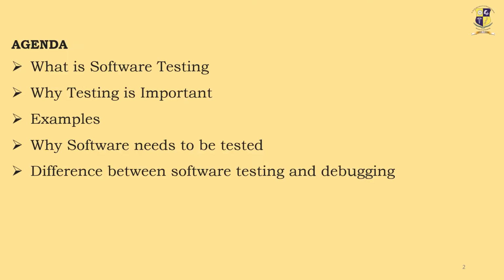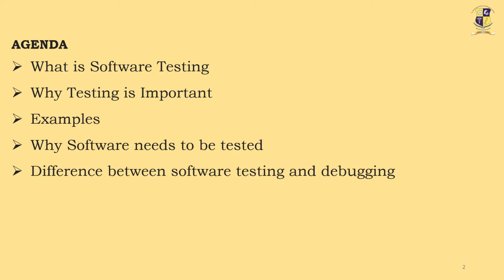So today's agenda of my video lecture covers all these things. First we are going to look at what actually software testing is, and then we need to understand why testing is important for software. Then we are going to see some examples of what kind of losses have happened across various areas without proper software testing. So we will see some examples there, and then we will come to know why software needs to be tested, and then finally I will differentiate between software testing and debugging.